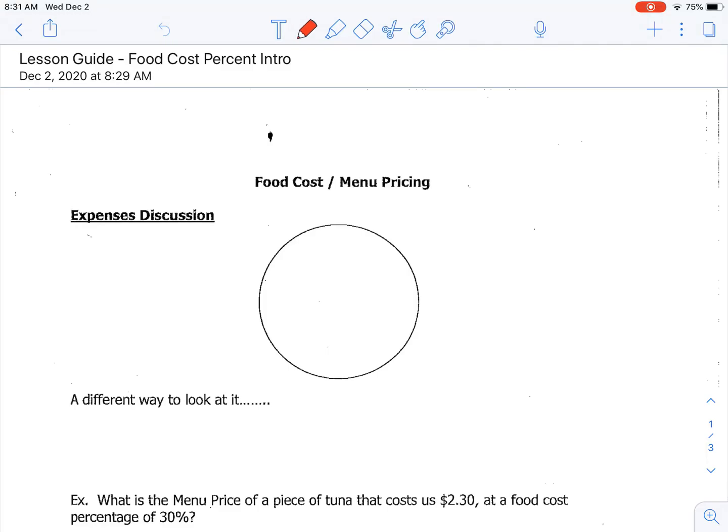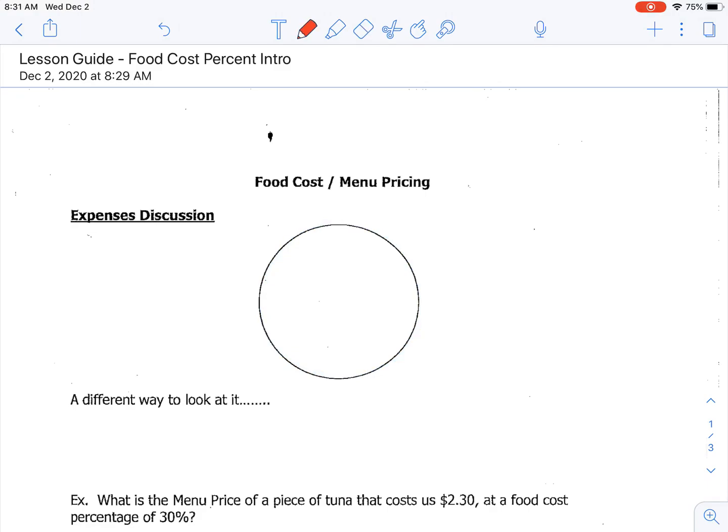Hello students, we're about ready to begin our discussion about food cost percentages. And to do that, I want to have a quick discussion about the expenses that you might have in your restaurant. Now, it would be a lot better if we could do this all in person so we could brainstorm with different ideas. But if we use this circle to represent all of the money that's coming into our restaurant through customers coming in and buying things.